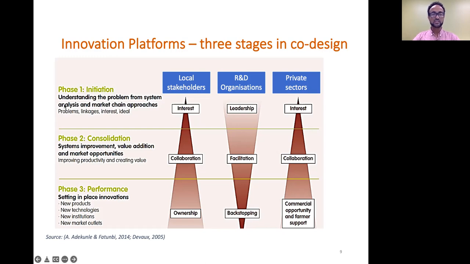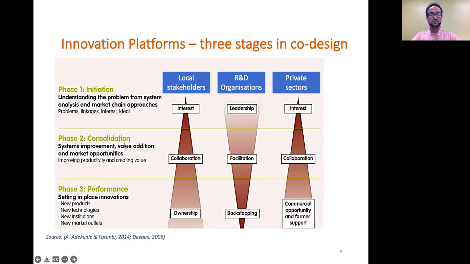So at this stage, we have identified problems, we have identified linkages of actors, we have identified their interests, and got some ideas when it comes to solving the problem. At this stage, the only thing we expect from other stakeholders, such as the private sector, local stakeholders, and farmers, is to have an interest in soil and water conservation, who are directly impacted by the problem, and who want to collaborate on a solution.